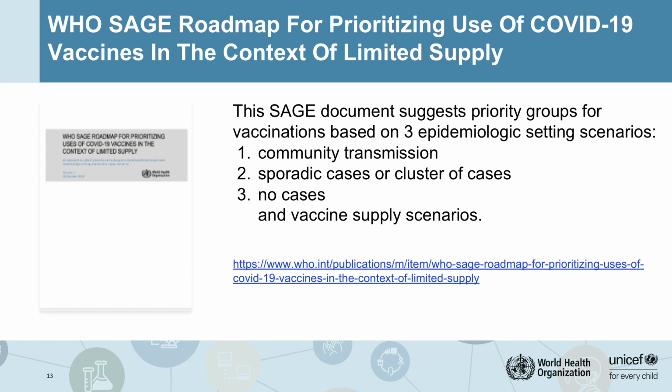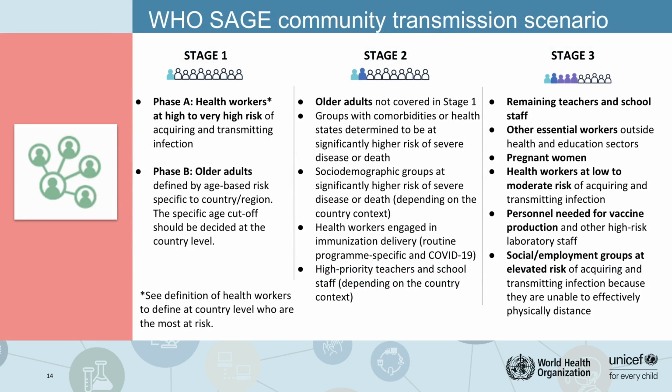Global materials that are available for thinking through the epidemiologic scenarios include the WHO SAGE roadmap for prioritizing use of COVID-19 vaccine in the context of limited supply. While this is a busy slide, this slide provides the details contained within the roadmap when there is community transmission of COVID-19. And based on the availability of vaccine, NITAGs will need to consider country-specific data to determine which stage they are in and who should be vaccinated.